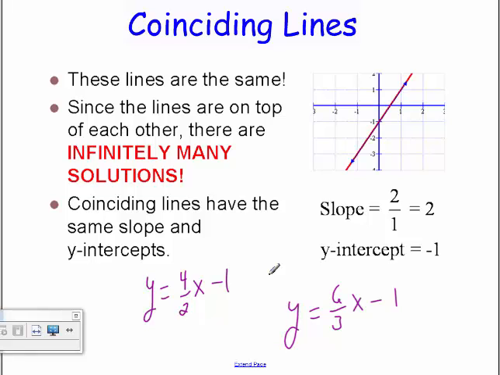This concludes the three types of solutions that you can have for a system of equations. We're going to look at graphing these, so there will be another video on graphing with examples for systems of equations, okay?